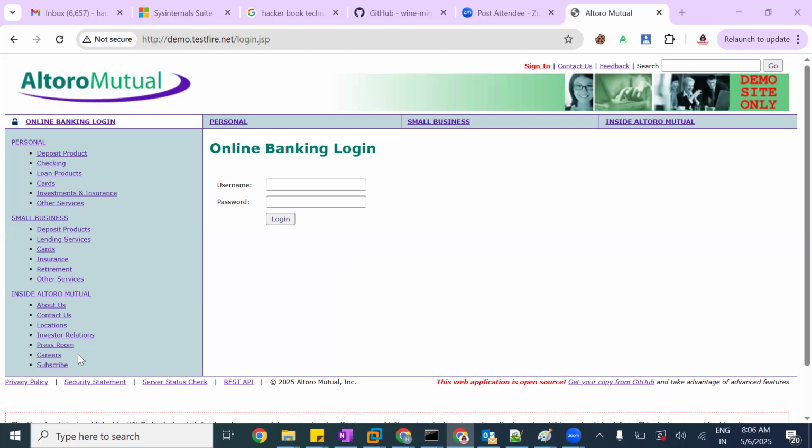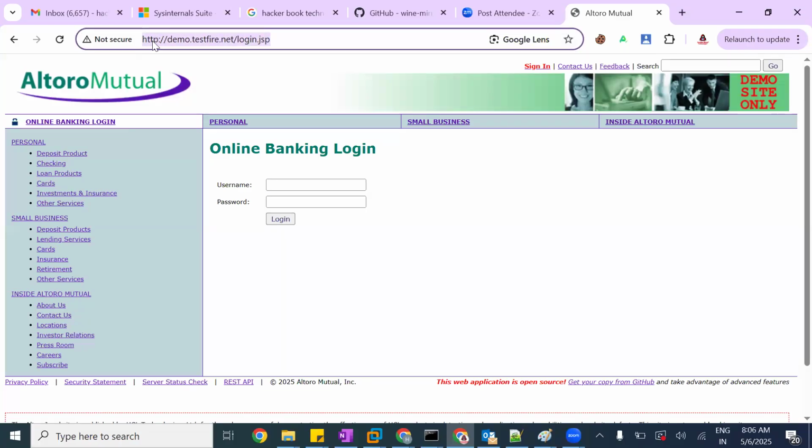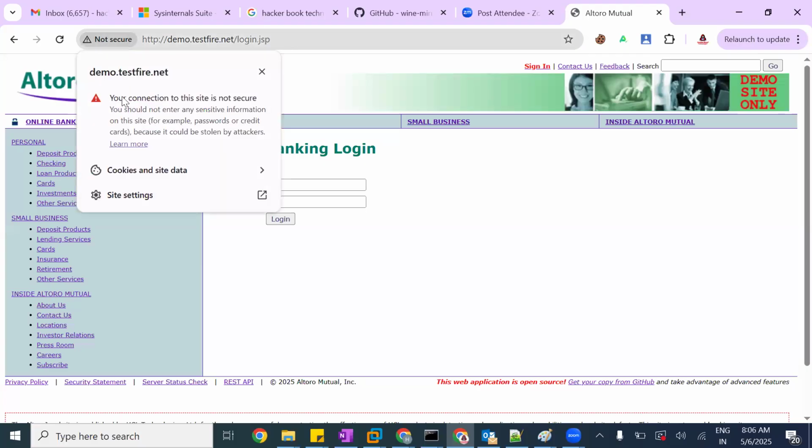The application demo.testfile.net is using HTTP. We know that HTTP is not secure. It is a plain text communication. Even the browser confirms that this specific HTTP is not a secure communication. You can see there is an option called not secure. Click on that. It clearly says that your connection is not secure.